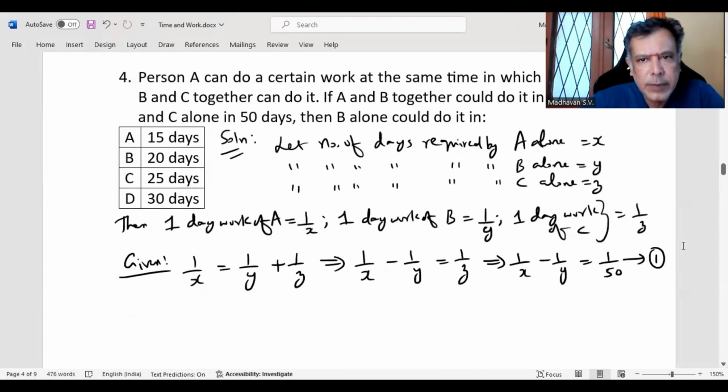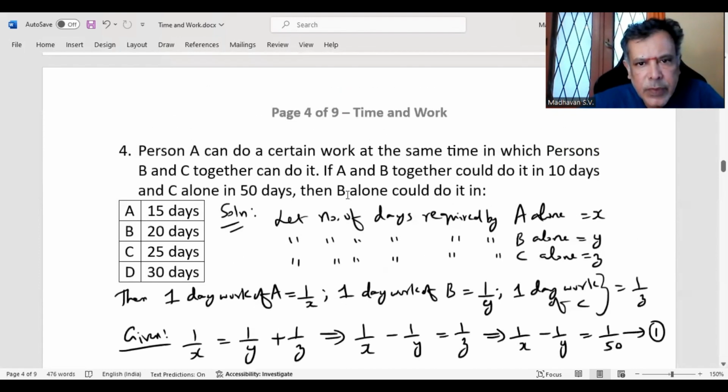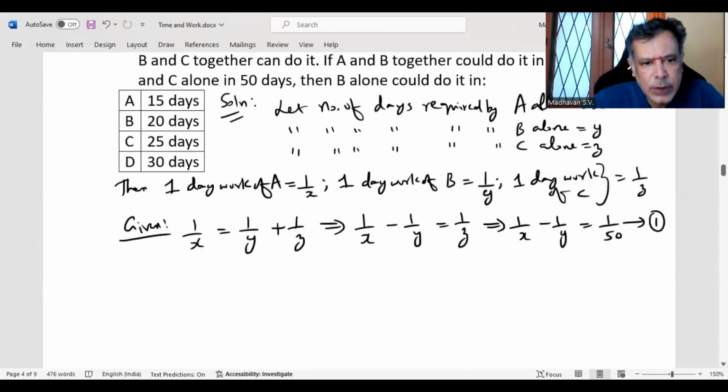Then further, it says if A and B together could do it in 10 days. So given A and B together means 1 by X plus 1 by Y. So together they can do it in 10 days means their 1 day work will be 1 by 10. Let me call this equation 2.